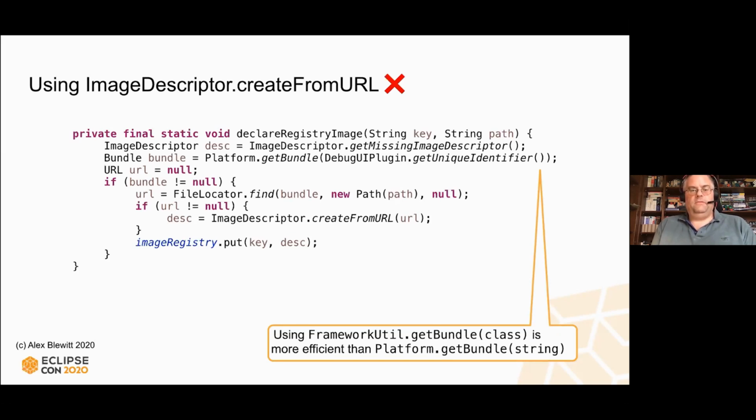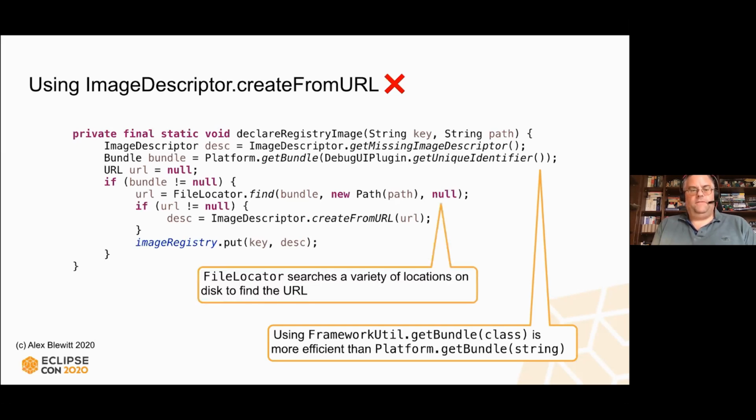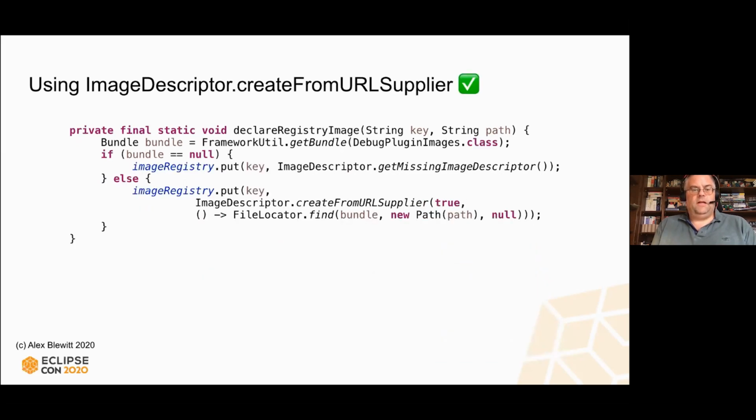We then look up the bundle that we were doing this from, in this case using Platform.getBundle. We then use the FileLocator to find a URL. And actually this was the expensive bit, because it was hitting the bundles on disk, trying to find multiple variants until it found it. And then lastly, we pass it into the image descriptor. We've changed this to use a mechanism that allows you to pass in a lambda that will calculate the URL on demand. And in the same way that the URL descriptor prevented you from loading the bytes from disk in the first place, the URL supplier allows you to not even calculate the URL until you need it.